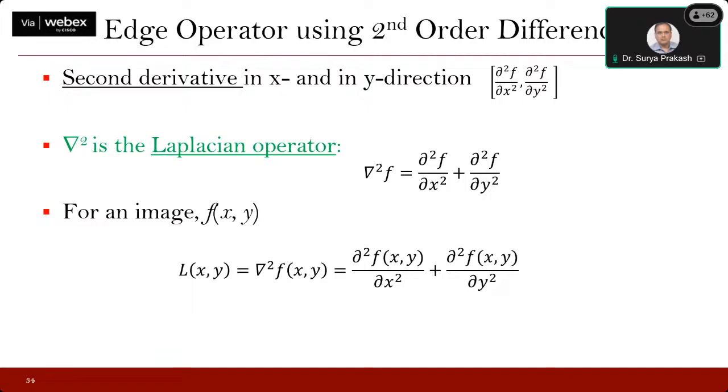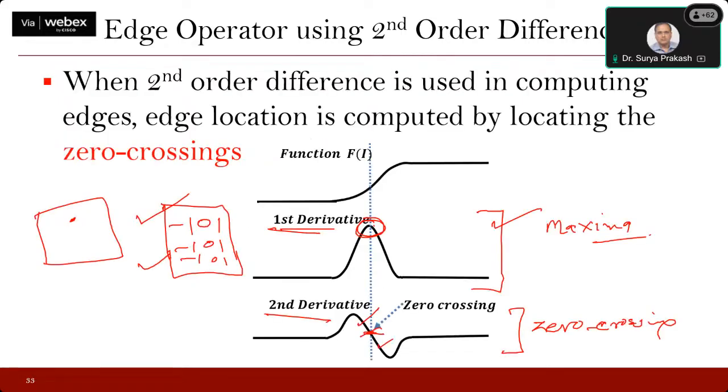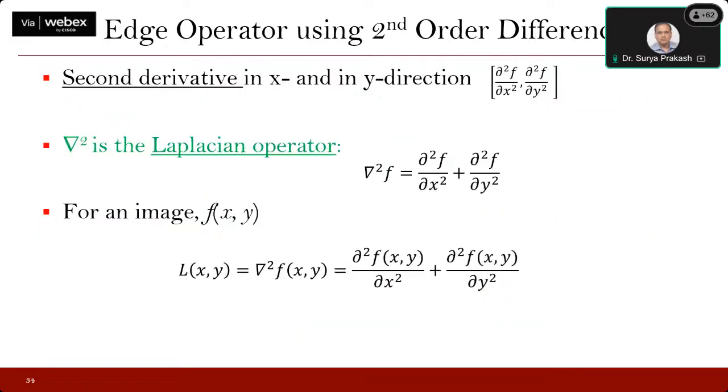Up till this point, whatever operators we have seen, Prewitt, Sobel, all those operators, they were all based on the first derivative. Now here we see the operator which is based on the second order derivative. We are computing the second order differences: second order differences in the x direction, second order differences in the y direction.